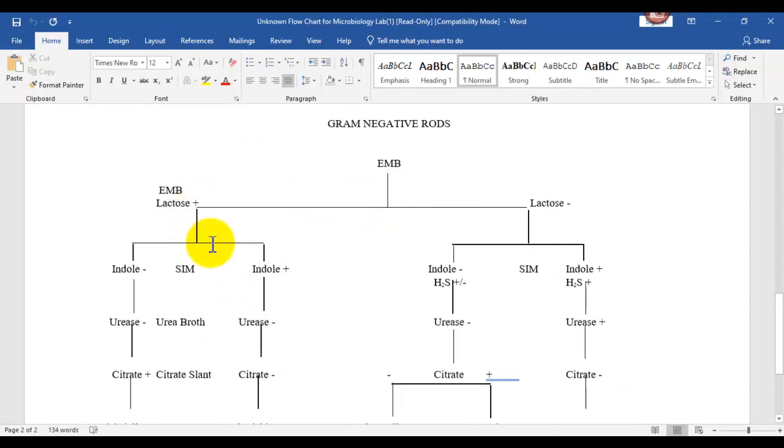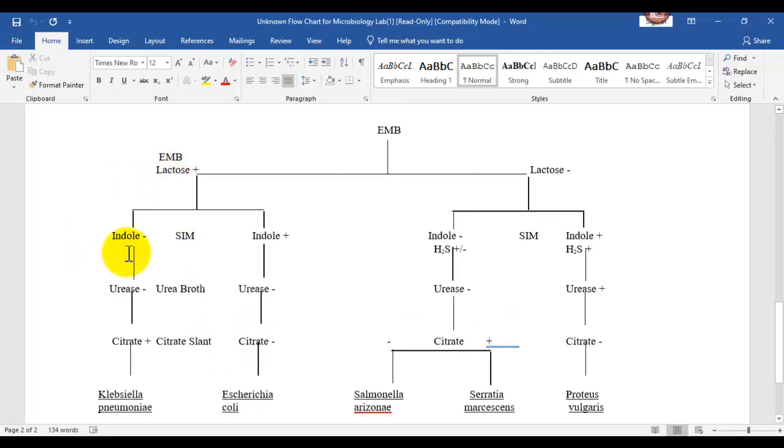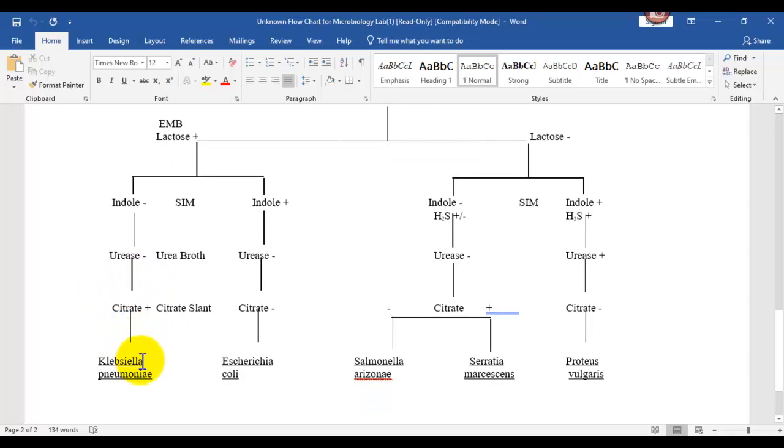So our organism, after we look at all the tests, would be Escherichia coli. See, if it was positive and the indole was negative, the urease was negative, and the citrate turned blue, we would have had Klebsiella. Now, what happens if you have 3 tests that say it's here and 1 test over here? You go with the majority. So if this is positive, that's negative, but the citrate turned blue, that's 3-to-1. You still go with E. coli.